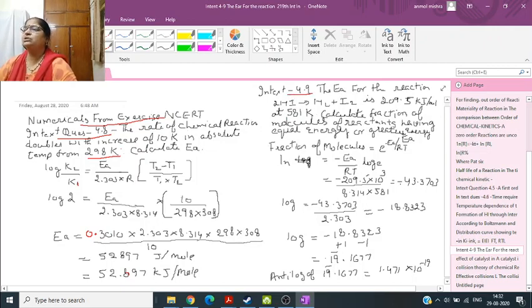Again it is an unsolved question given. The Ea, that is the activation energy, for the reaction 2HI giving H2 plus I2 is given to you as 209.5 kilojoule per mole, and the temperature given is 581 Kelvin. You have to calculate the fraction of molecules of reactants having equal or greater energy. Now the fraction of molecules is given by e to the power minus Ea by RT.